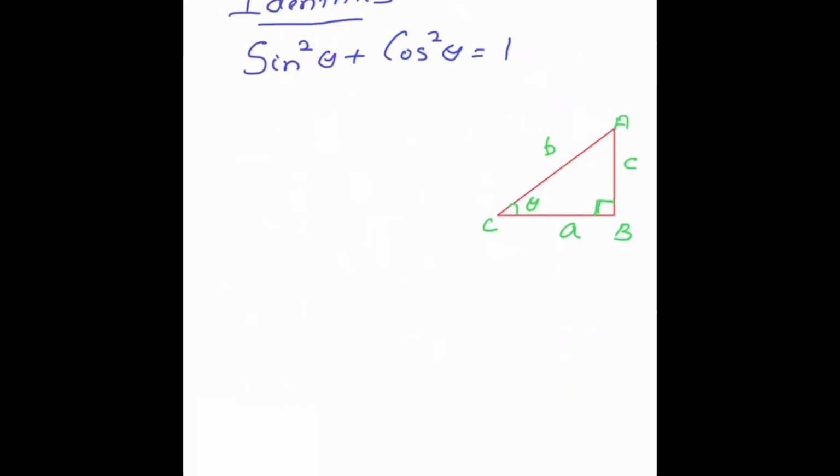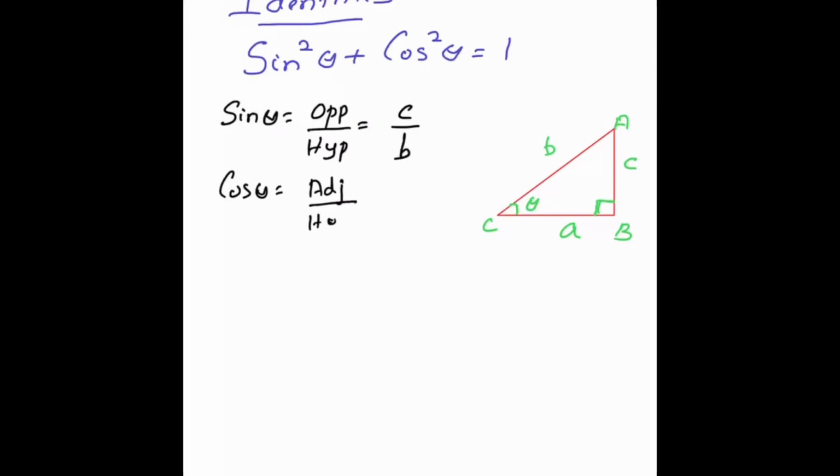ABC is a right angle triangle, right angled at B, and I've given the values of the sides A, B, and C. Now sine theta is equal to opposite side by hypotenuse. So opposite side is C by B. And cos theta is equal to adjacent side by hypotenuse. So adjacent side is A by B.